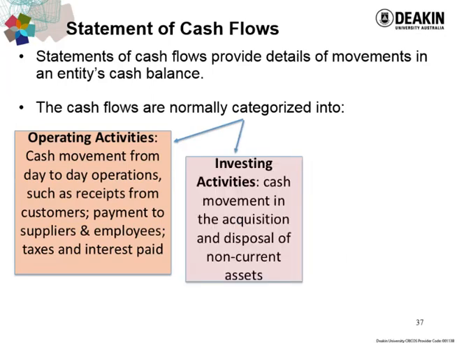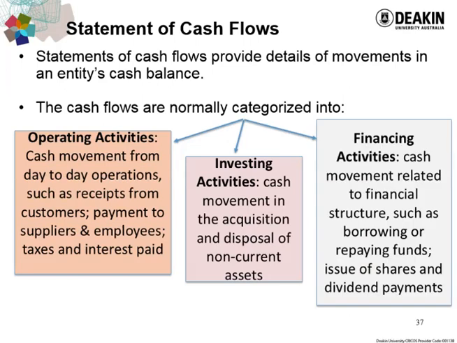Cash flow from investing activities will show the cash movement for purchasing and selling non-current assets. For example, how much do we pay when we purchase a property, plant and equipment? And how much do we receive when we sell the property, plant and equipment? Cash flows from financing activities will show the cash movement relating to financial structure. For example, how much loan we obtain, how much loan we repay, how much shares we issue, and how much dividends we distribute and pay.